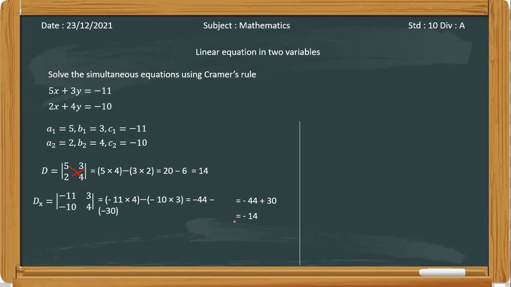Okay, have you understood this? You just have to cross multiply and subtract. It's not any kind of big calculation. It's just a small calculation. You have to just cross multiply and subtract.